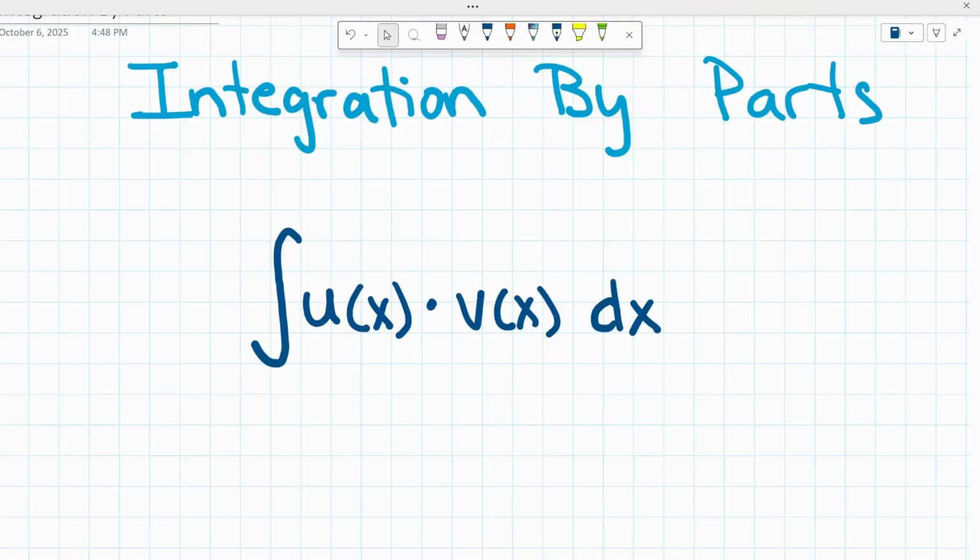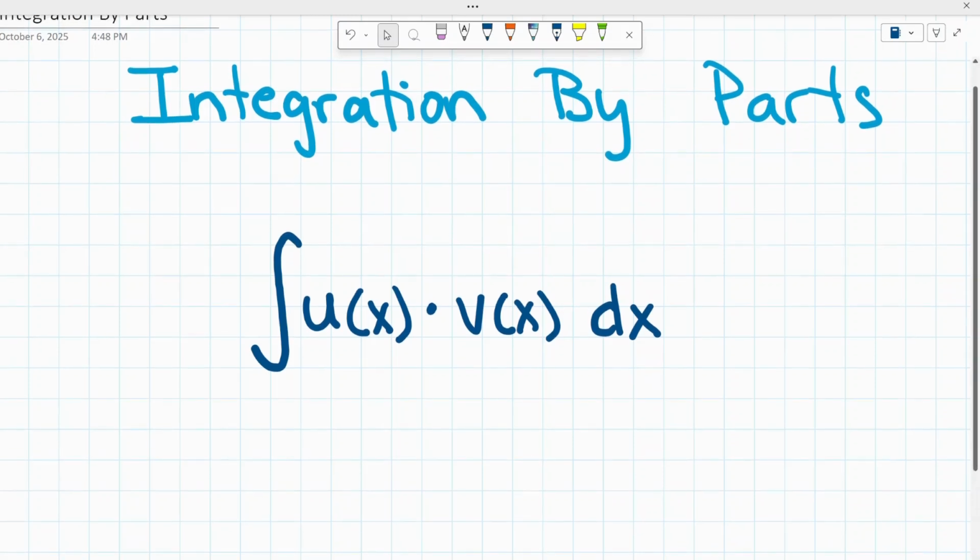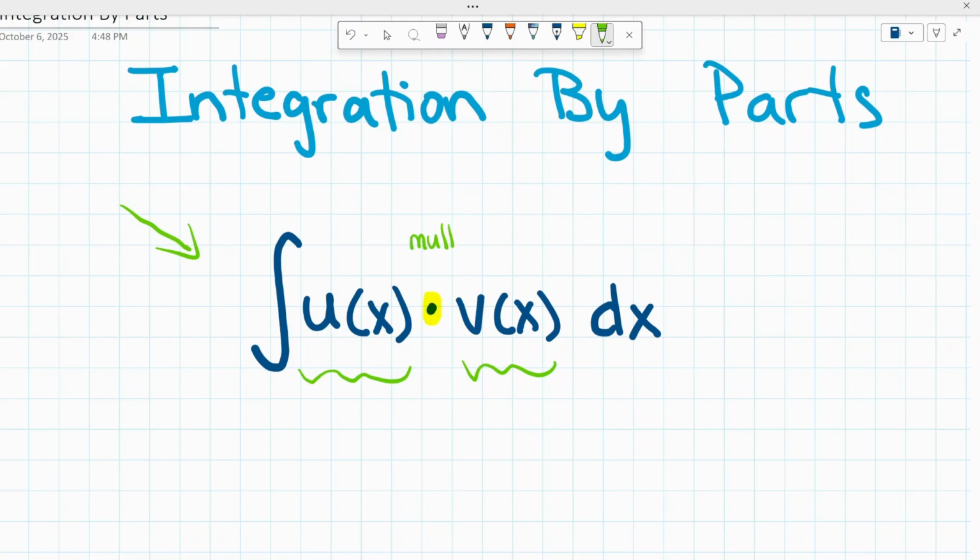Okay, so integration by parts is an amazing integration technique that allows us to take complicated looking integrals and solve them easily in just a couple steps. So for integration by parts, we're going to want to find a function that looks something like this, meaning that we have two functions and they're separated by a multiplication. That is the key. We need to have this multiplication that separates our two functions in order for us to go ahead and use integration by parts.